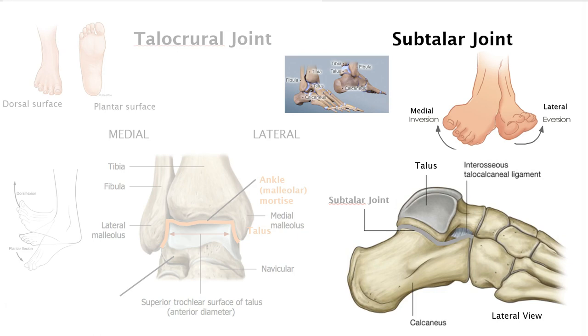The subtalar joint refers mostly to the interaction between the talus and the underlying calcaneus. This joint allows for motion in all three planes of motion, but mostly in the frontal plane, which at the ankle is coined inversion and eversion. Here we see inversion, where the sole of the foot points inward, and here we see eversion, where the sole of the foot points outward.